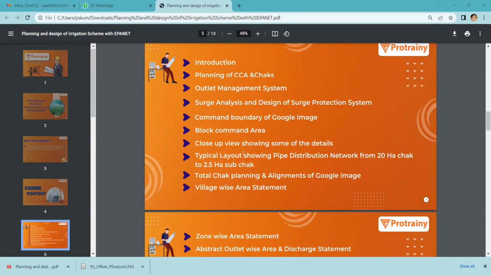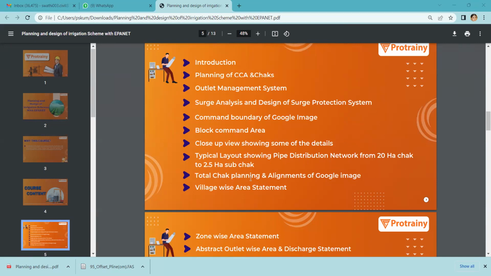Close-up view is the entire drawing. Typical layout of every chalk. First of all, there is some eye cut, 2000 eye cut, 3000 eye cut. Every 2000 eye cut is divided into 20-hectare chalks. Chalk is nothing but a closed area. The 20 hectares are divided into 2.5-hectare chalks.